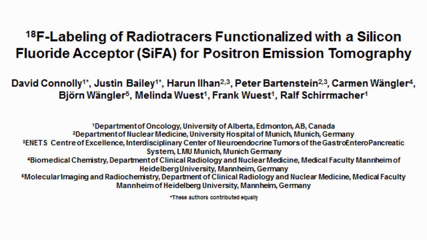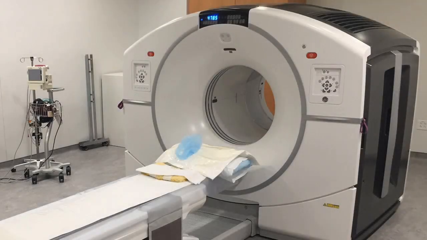The overall goal of the following procedure is to demonstrate the labeling of a ligand with the radionuclide fluorine-18, or F18, using silicon fluoride acceptor compounds, hereafter referred to as SiFAs. Labeling a ligand with F18 and injecting it into the body enables the imaging of numerous diseases with positron emission tomography, or PET.